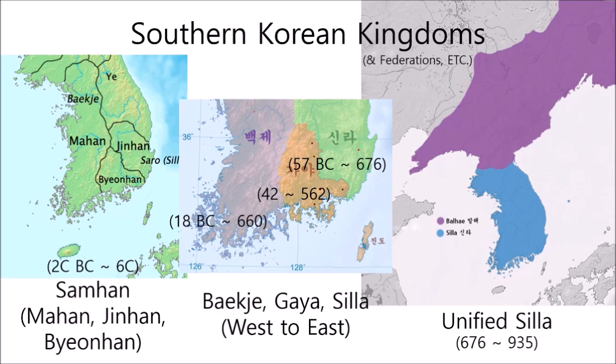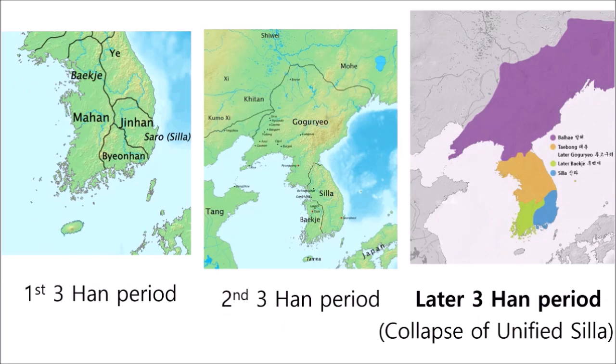Meanwhile, Southern Korean history started with three small federations which were Mahan, Jinhan, and Byunhan, which were the first three Hans. The three Hans became Baekje, Gaya, and Shilla. Gaya was annexed by Shilla, and Goguryeo, Baekje, Shilla became the second three Hans. Shilla unified the three Hans but lost land to Tang China, and Balhae was built in northern Korea and Manchuria. Shilla fell apart after the late Three Han period.